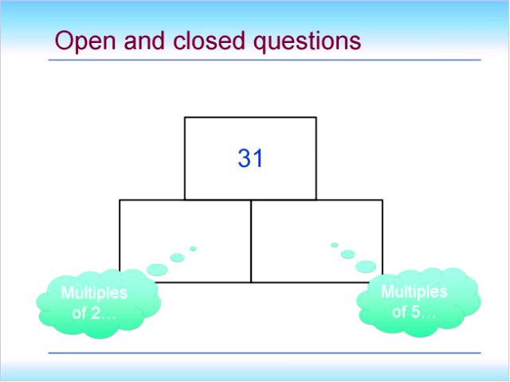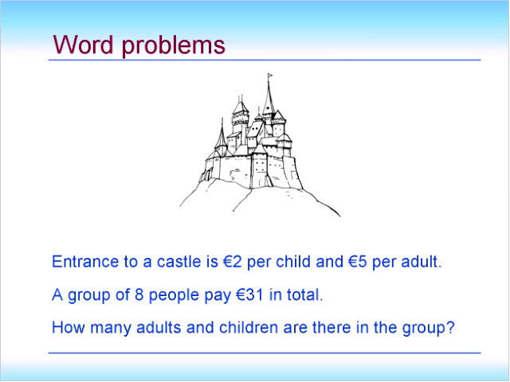Okay, so we've made it more of a challenge by putting some rules in ourselves. Now, using that as a starting point, 6 and 25 is the example we had, we could use that to change it into some sort of word problem. Entrance to a castle is €2 per child and €5 per adult. A group of 8 people pay €31 in total. How many adults and children are there in the group?